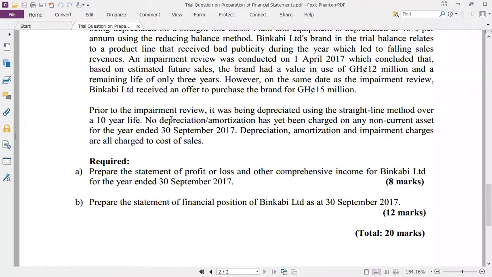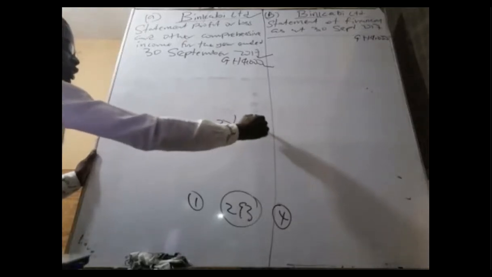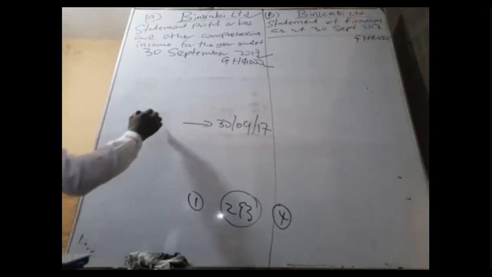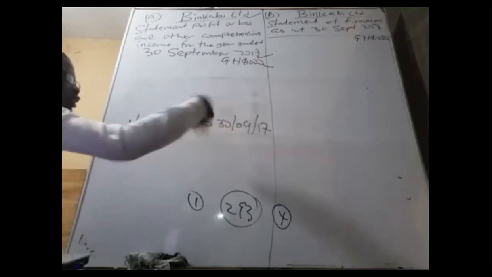But before we go to the footnotes, there's something that you need to know. Check the year very well. This year is what? 30th September 2017. Now, if our reporting year ends at 30th September 2017, what will be the beginning period? The beginning date should be the next day, right? That will be 1st October 2016, right? So the next day of the previous year.